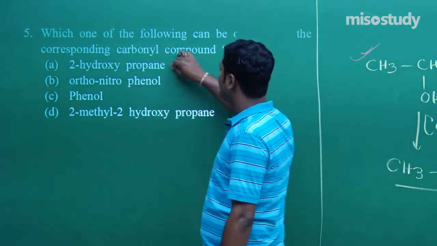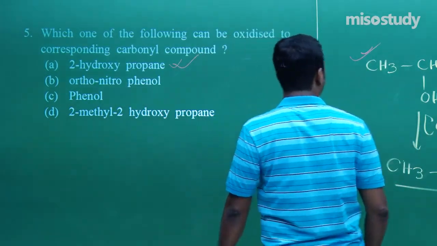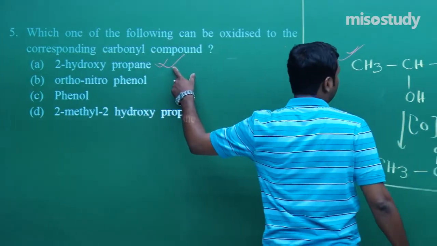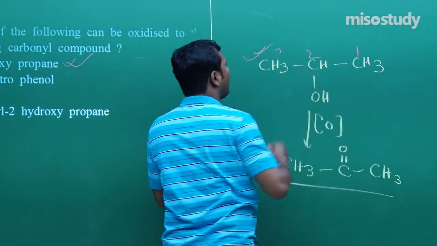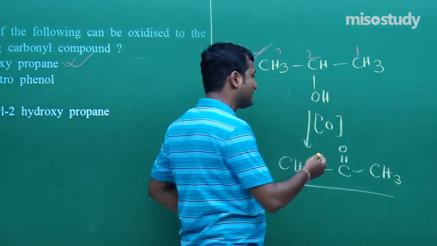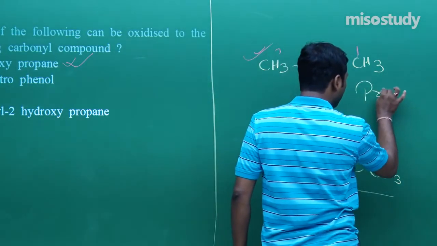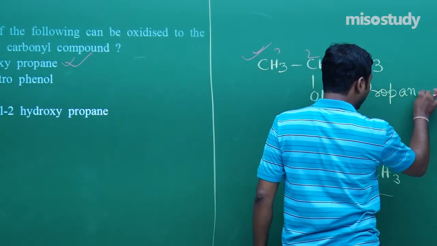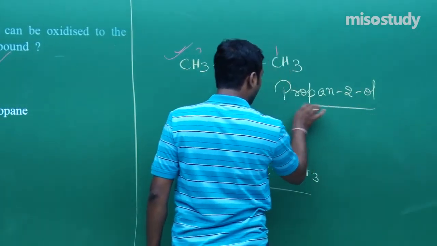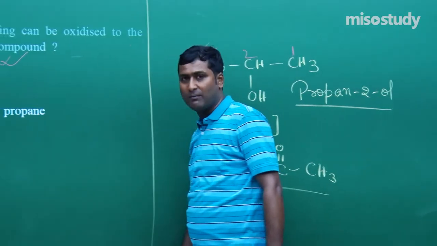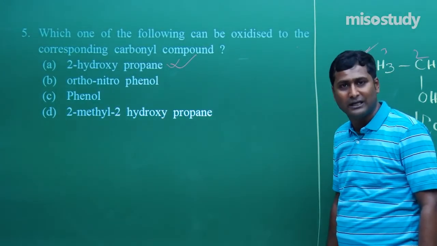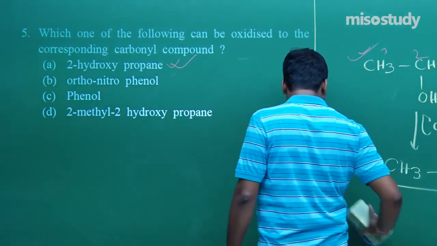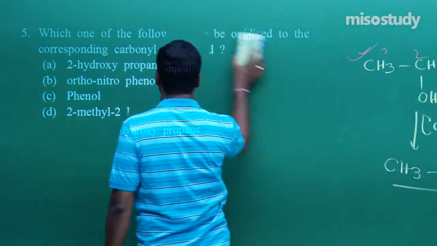This one is 2-hydroxypropane. Here this is not a correct name. The actual, correct IUPAC name is propan-2-ol. Clear? So for question number 5, we can say A is the correct option. Clear? Now let's move to the next one.